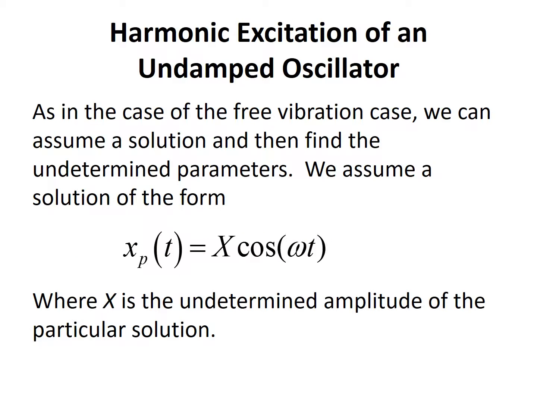As in the case of the undamped oscillator undergoing free vibration, we'll solve the equation of motion by assuming a solution. In this case, we'll assume a particular solution of the form xp of t is equal to an amplitude capital X times cosine omega t, where omega is equal to the excitation frequency of the applied force. Now, in this assumed solution, the only undetermined parameter is capital X. And so what we'll do is take this solution, substitute it into our differential equation, and solve for capital X.